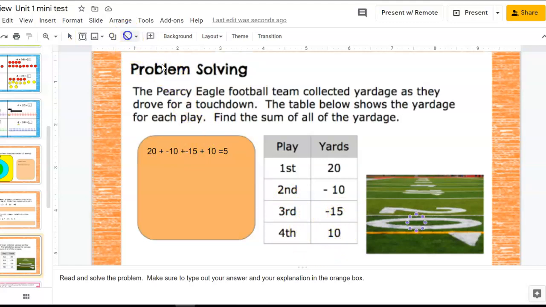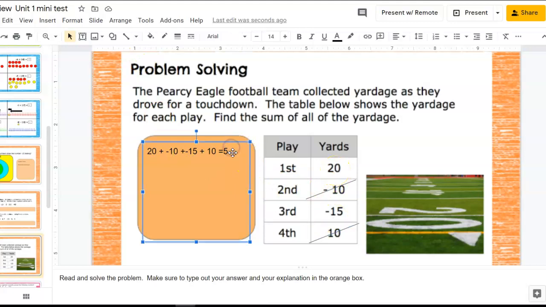If I just look at the chart, I know negative 10 and a positive 10 cancel each other out. So now that means that since they cancel each other out, I have 20 plus negative 15. So if you do it this way, 20 plus negative 15, you're going to end up with positive 5. You will end up with the same thing here.